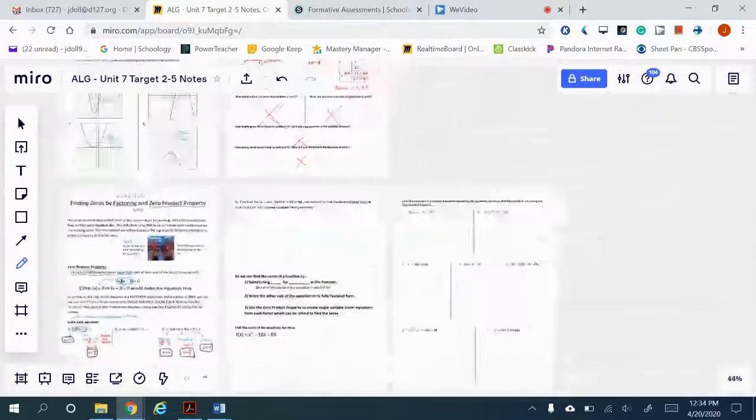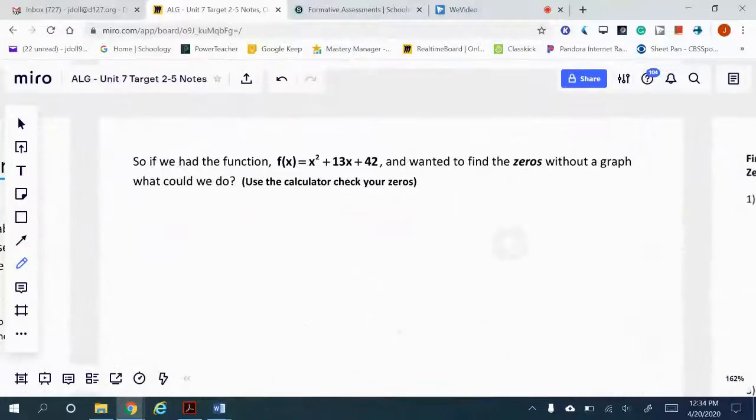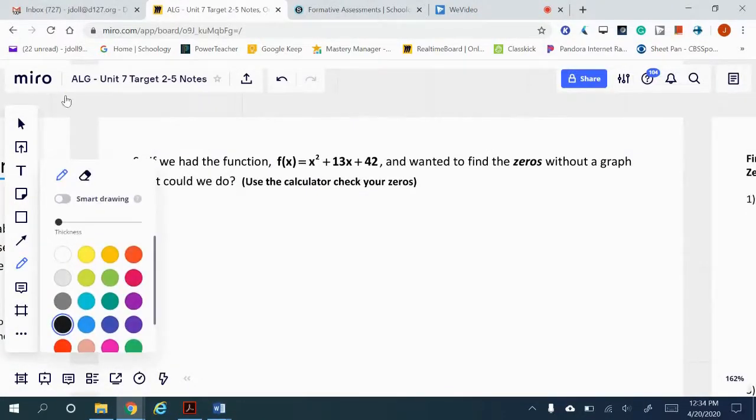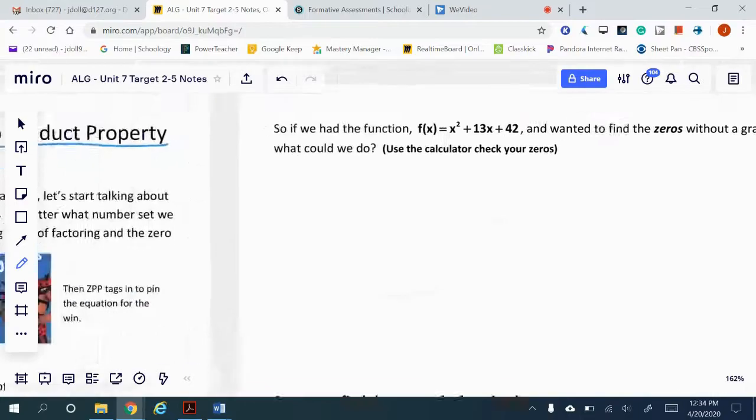All right, so how do we use this? What if, though, our equation is not equal to 0? Well, that's where factoring comes in.